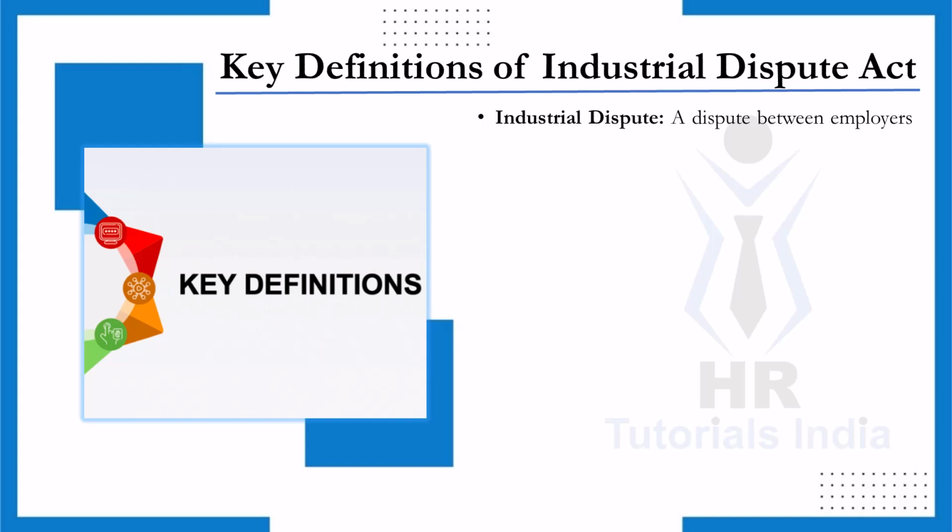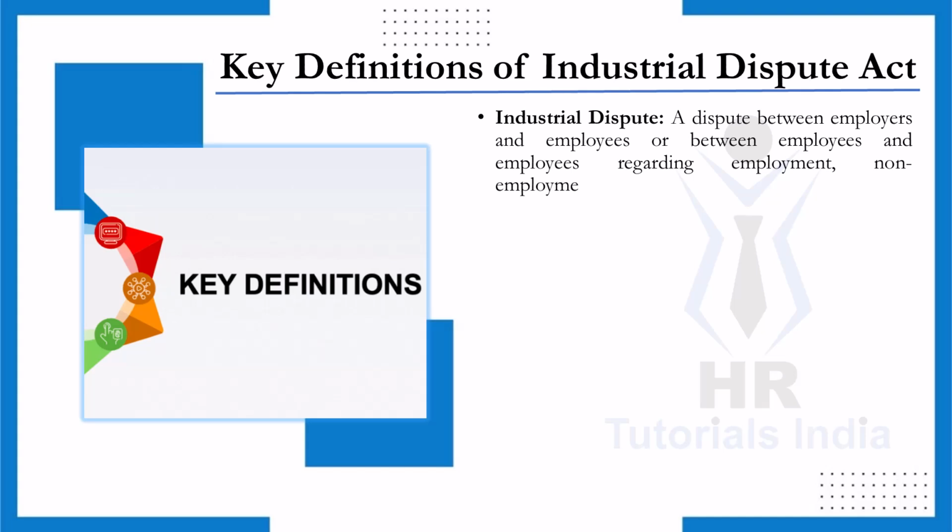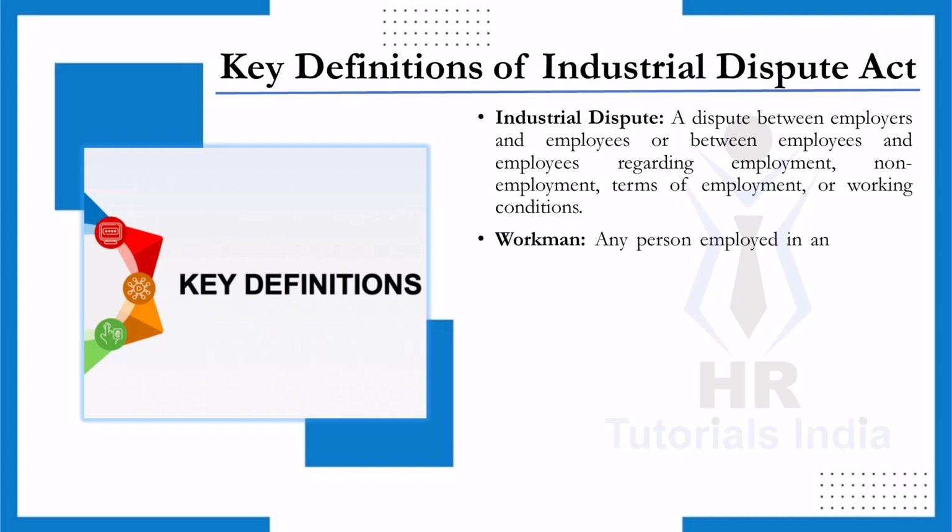An industrial dispute is defined as any disagreement between employers and employees or among employees themselves relating to employment, non-employment, terms of employment, or working conditions. This broad definition ensures a wide range of workplace conflicts can be addressed under this act. The term workman refers to any person employed in an industry to perform manual, clerical, technical, or supervisory work for hire or reward. However, it excludes individuals in managerial or administrative roles, helping distinguish between different categories of employees.